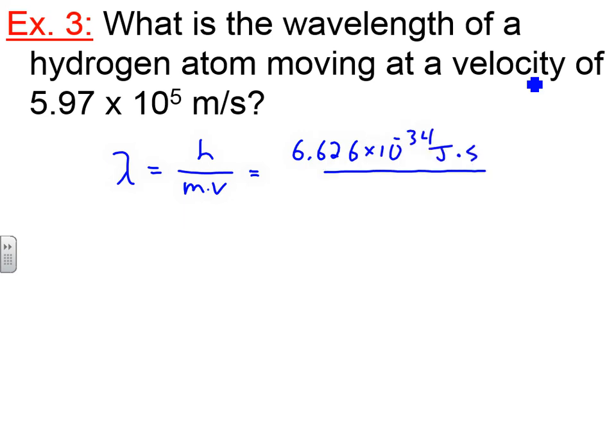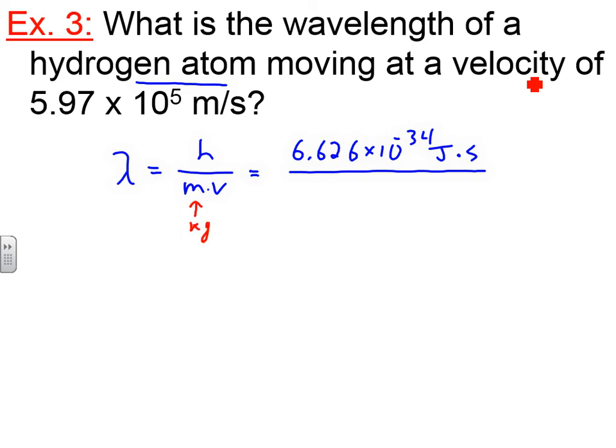Now, we're not given mass, we're given a hydrogen atom. So we have to do a little bit of math to get the mass of the hydrogen atom. It has to be in kilograms, the mass here has to be in kg of a hydrogen atom. So we'll have to do a little conversion from a previous lecture.